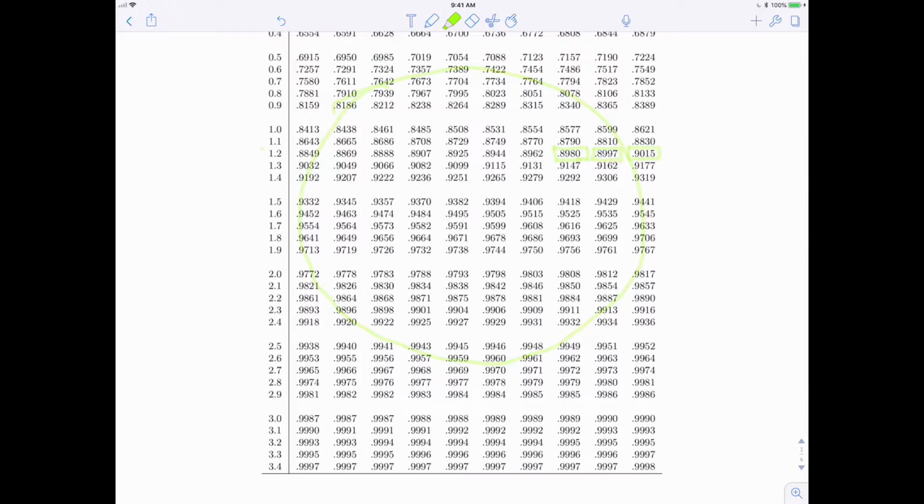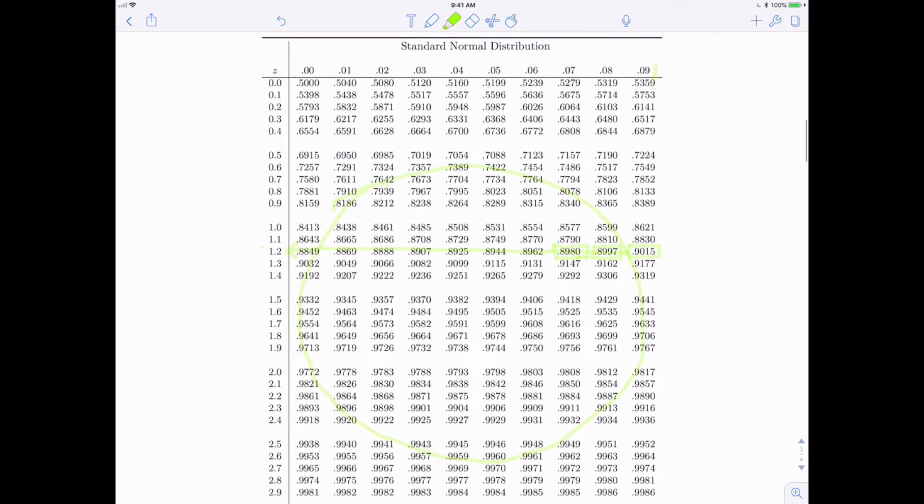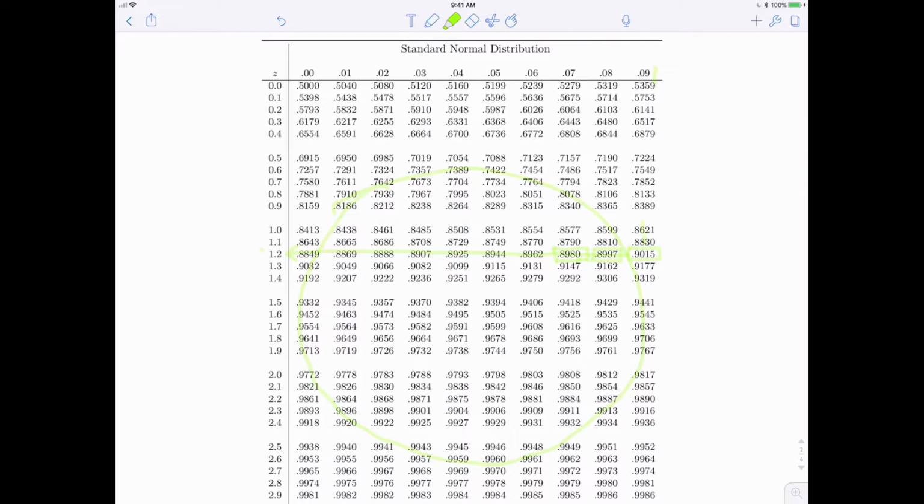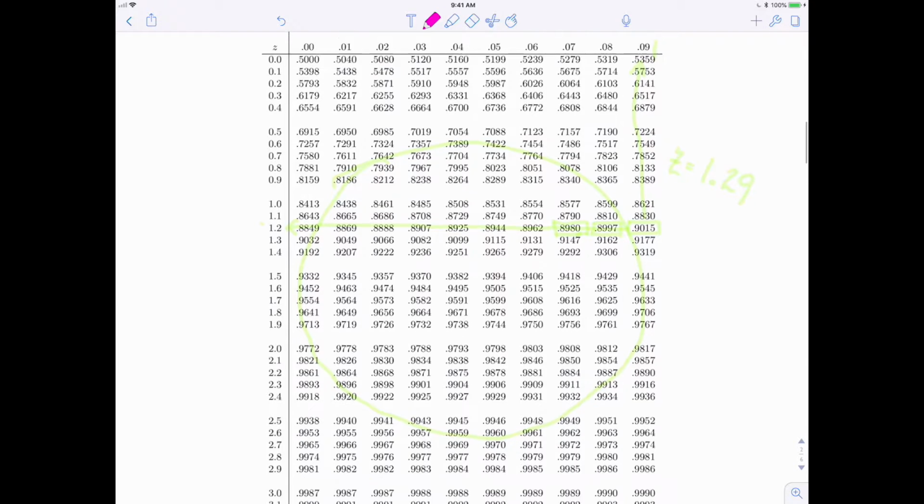0.9015. And notice that if I come back to the left, that corresponds with 1.2, and if I go above that, we get the 0.09. So this says that the 90% is the z-score of 1.29. And that's the number we need to use below.